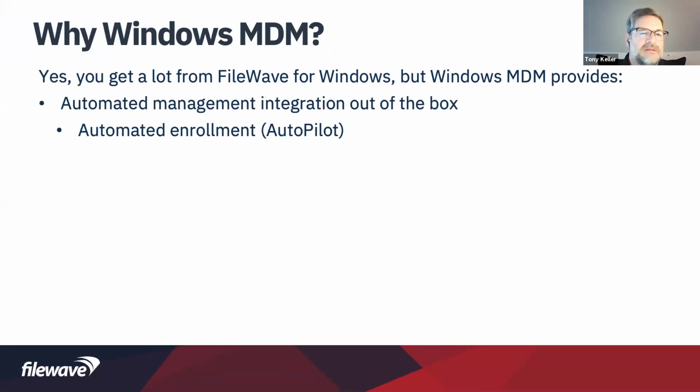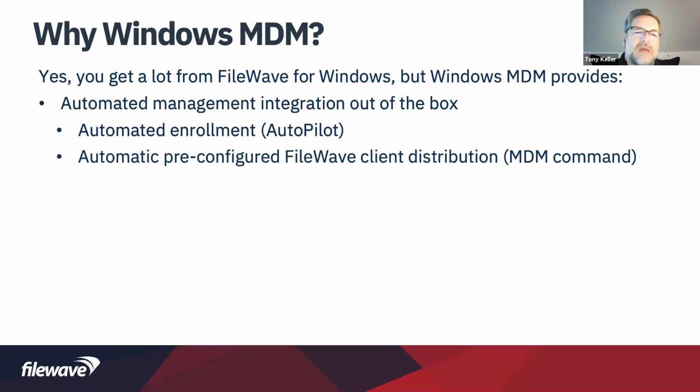So basically, you have automated enrollment with the Microsoft solution. It's called Autopilot. We'll go into some terms later, but you can think of Autopilot as the DEP equivalent from Microsoft. We've got automatic pre-configured FileWave client distribution through this too. So when a device comes in through Autopilot, it's automatically through an MDM command going to get the FileWave client distributed to it. For those of you who are used to managing Apple devices, you're going to realize that this model looks very much the same as we get with macOS devices on the Apple side.